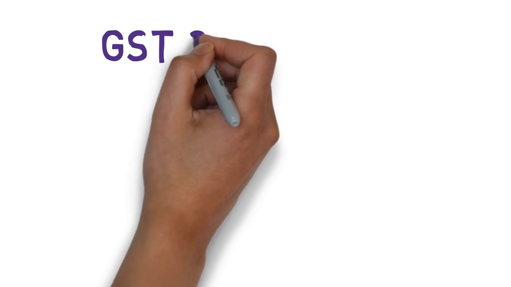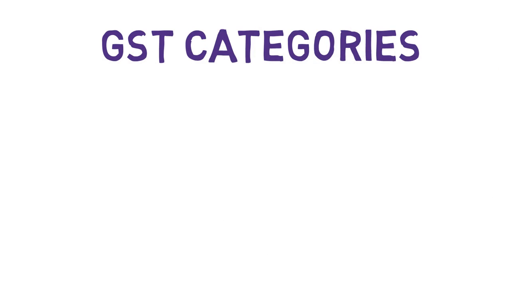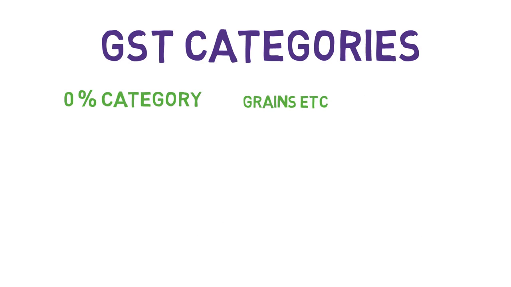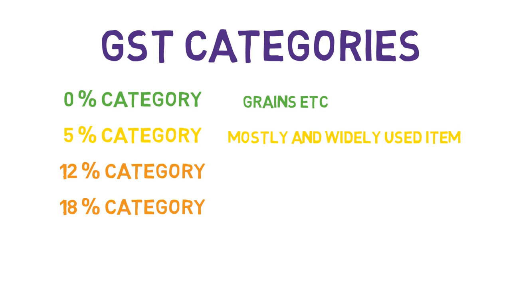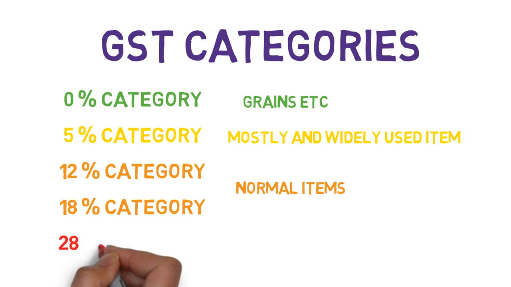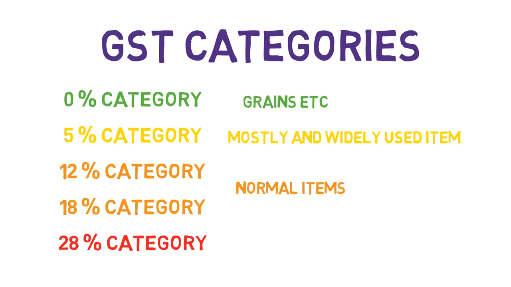We will also have 5 categories in GST in India. 0% category, which will apply on food grains and etc. 5% category, which will apply mostly on widely used items. 12 and 18% category, which will apply on the items which are normally used. 28% category, which will apply on luxurious items.